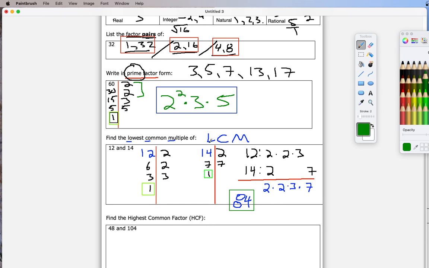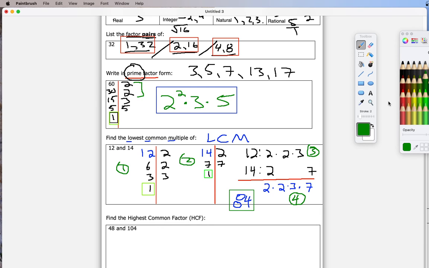All right, so that's how you find the LCM. So this is step 1, step 2 for both of them, step 1 and step 2, and step 3, and finally step 4. So 4 steps that you have to know.